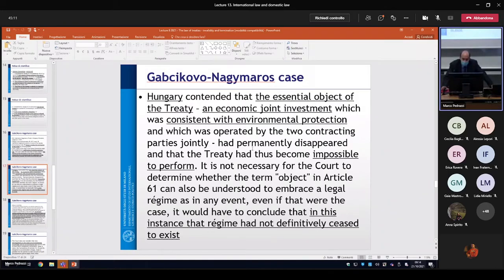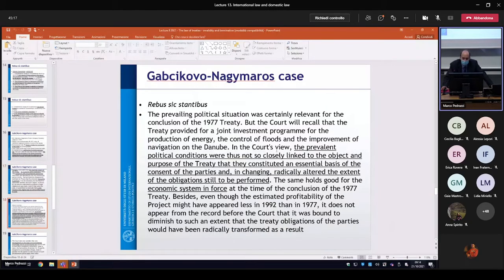Then a second ground invoked by Hungary was rebus sic stantibus, because Hungary invoked the radical change of the political situation. Of course, there had been the fall of the Berlin Wall and the fall of the communist regime in Hungary, and also in Czechoslovakia, which had taken place at the end of the 1980s and beginning of the 90s.